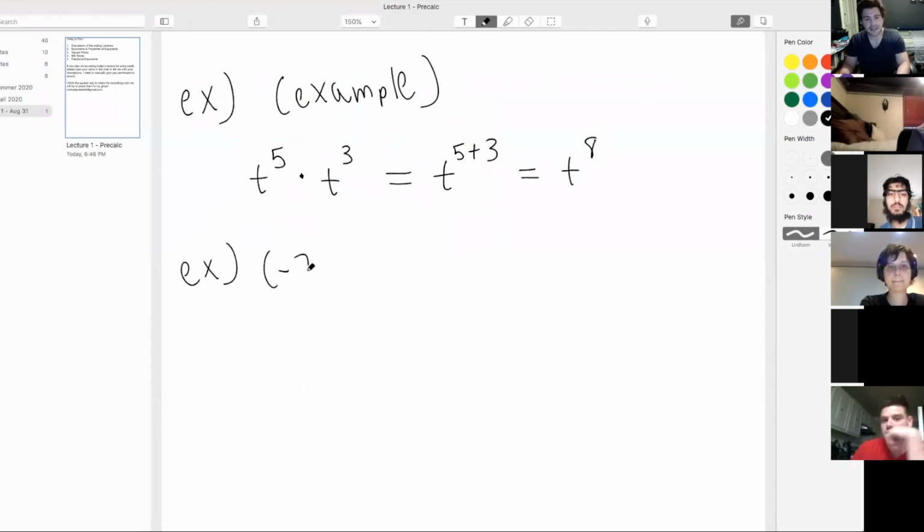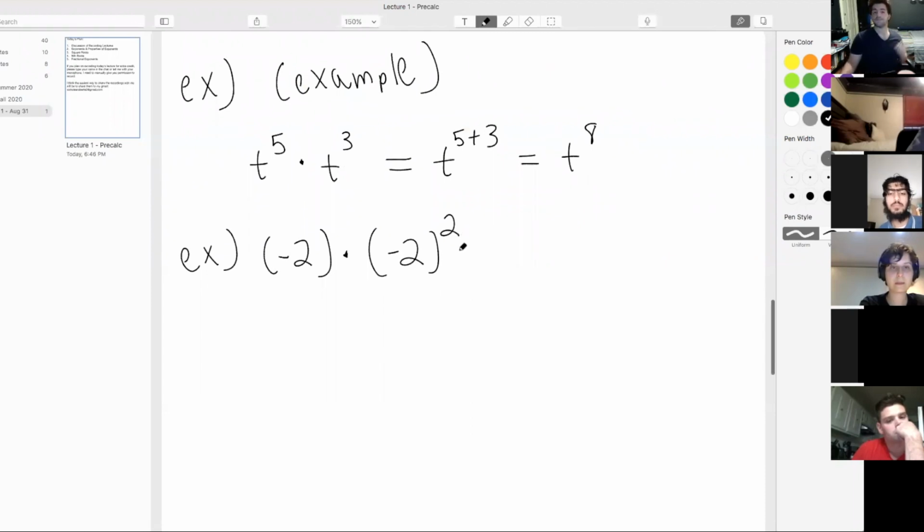Let's look at -2 multiplied by -2 to the second power. All right, so by the product rule, this is really the same thing as -2 to the 1 plus 2 power.